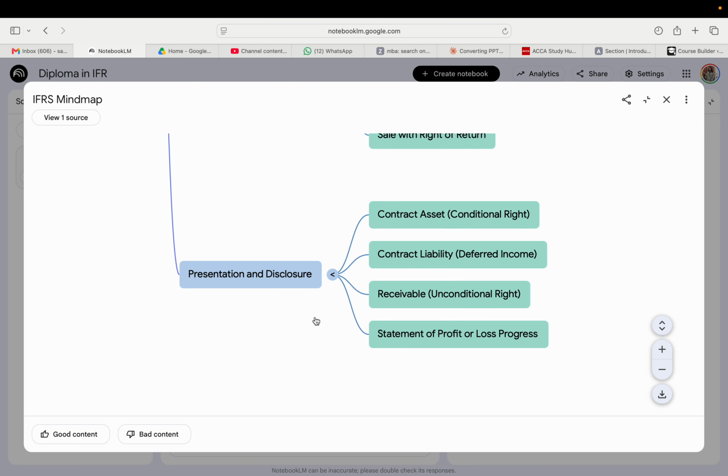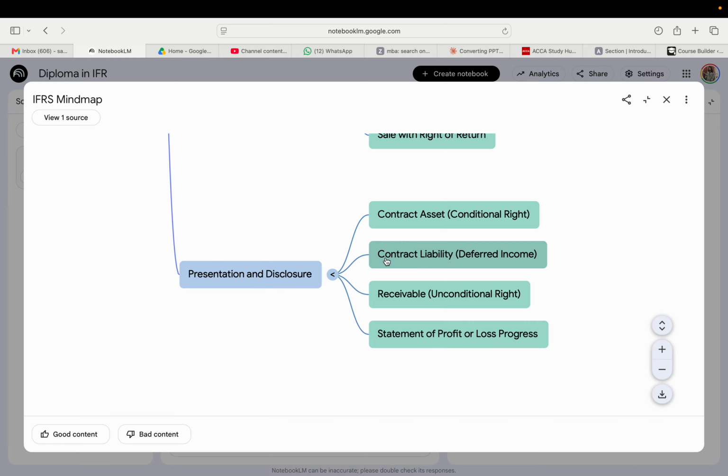Finally, the presentation and disclosure. If you have a conditional right to receive the asset, it's a contract asset. Conditional right means based on a condition, you have a right. The minute you have a right, recall the definition of an asset according to the conceptual framework: a right to receive cash is an asset. So this is a contract asset. You have to clearly label it, not just an asset, but a contract asset.